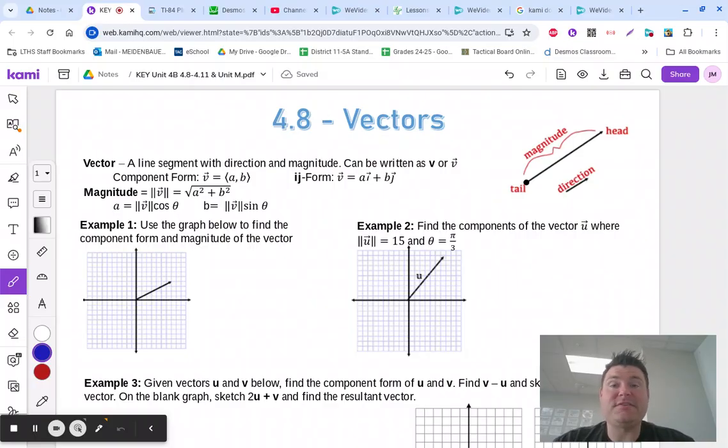Really important thing though, in physics, you probably use degrees. Here in AP Pre-Calculus, we don't talk about degrees at all. Everything we do is radians based, so everything you see here is radians.